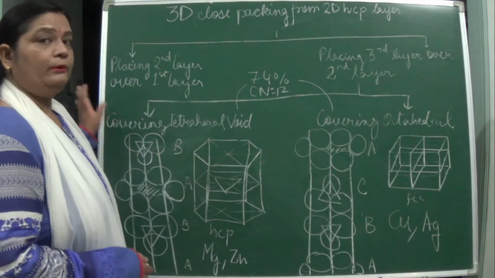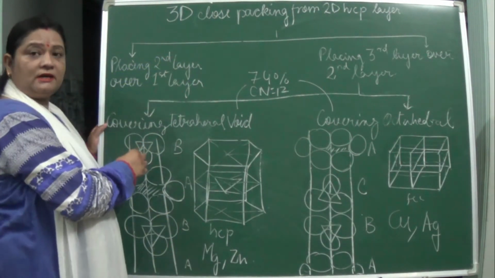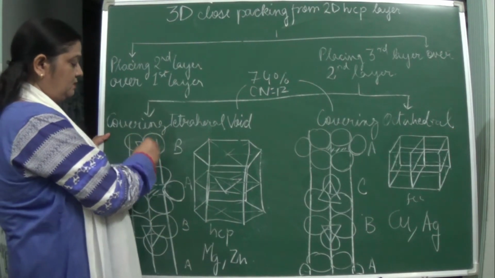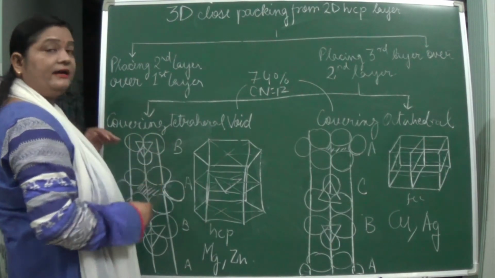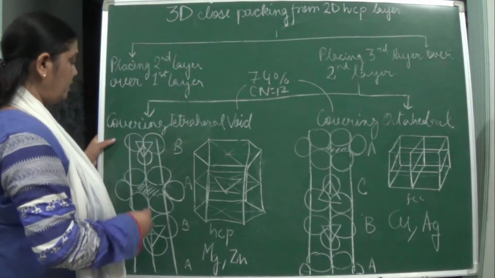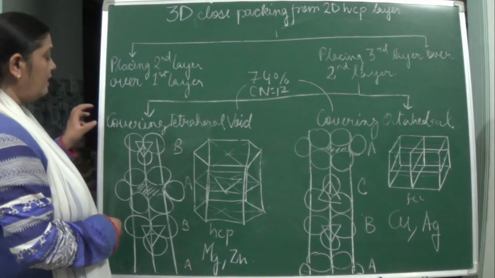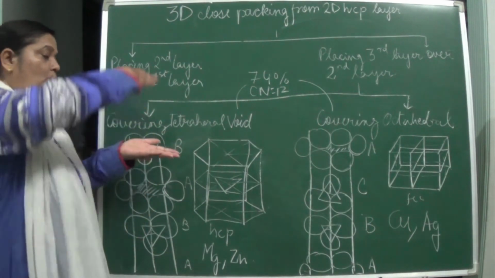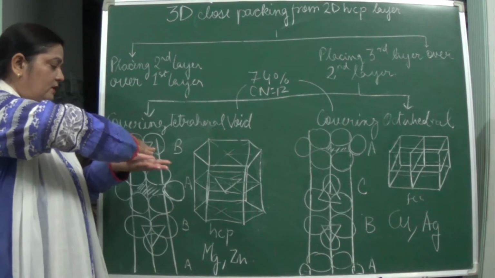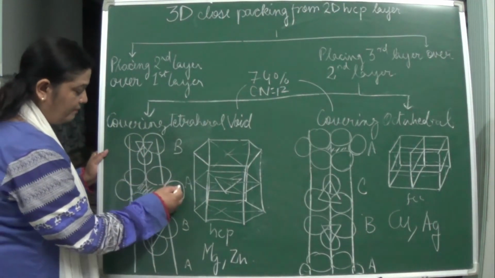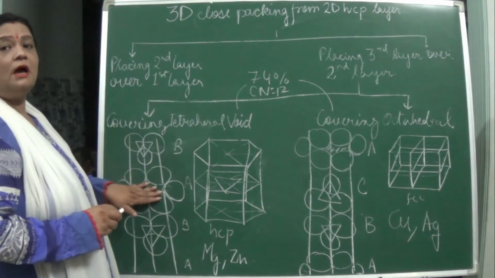Okay, now do you remember the structure of the tetrahedral void which I have described? This was of this type: 3 circles, and over that 1 circle, creating a tetrahedral void. So here we will be covering this tetrahedral void. How will we cover it? We will place one more tetrahedral void structure over it, and we get this type of structure. As a result, the void is now covered.